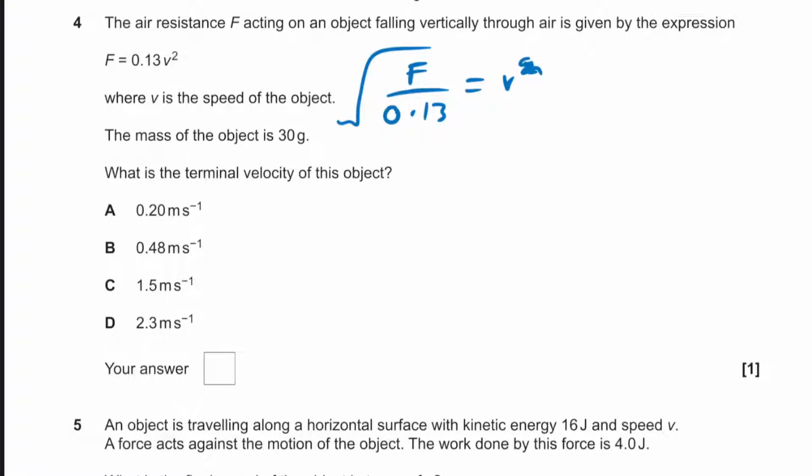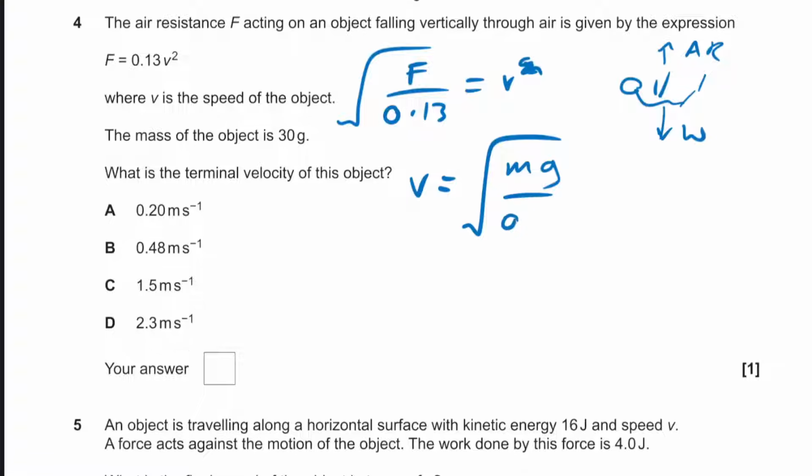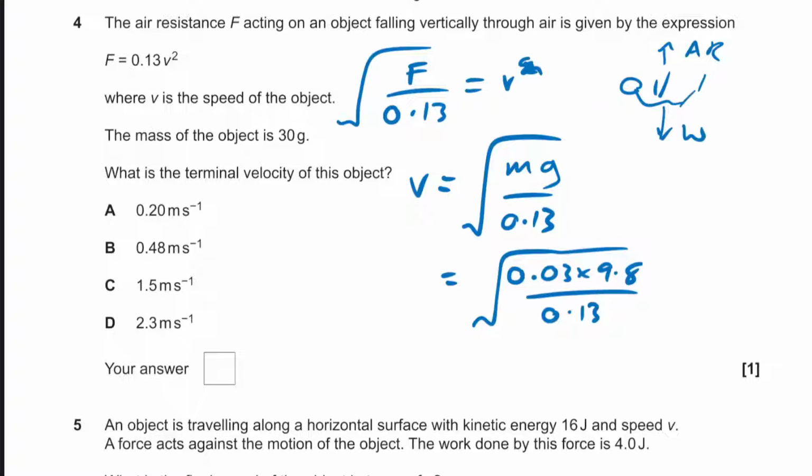But what is the force? Well, if you have a skydiver or whatever like that, we know that the drag force or the air resistance is equal to the weight going downwards, and that's our force. So therefore we can say that v is equal to the square root of mg over 0.13. So that's equal to the square root of 30 grams. Nice one, mate. 0.03 times 9.8. Don't think we need to go to 3 sig figs there. Divided by 0.13. First time using our calculator. And we end up with 1.5 meters per second. So the answer is C.